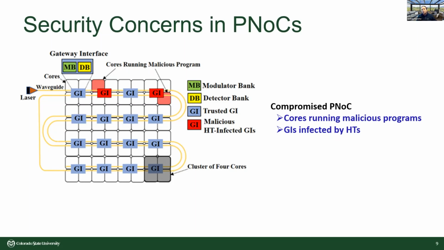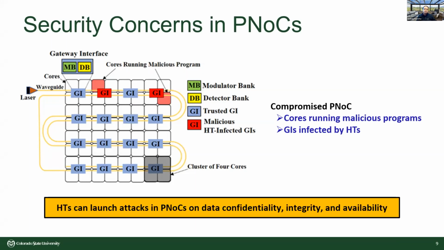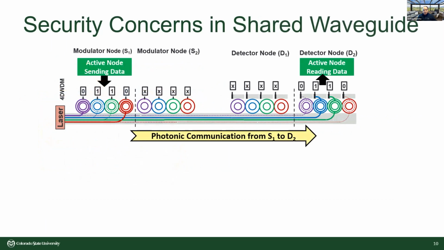And that is one place where you could potentially have hardware Trojans. There could be other places as well. So these hardware Trojans in photonic networks on chip can launch various types of attacks. It could be data integrity attacks, data confidentiality attacks, or availability or denial of service type of attacks. So here's a demonstration of what these sort of attacks look like.